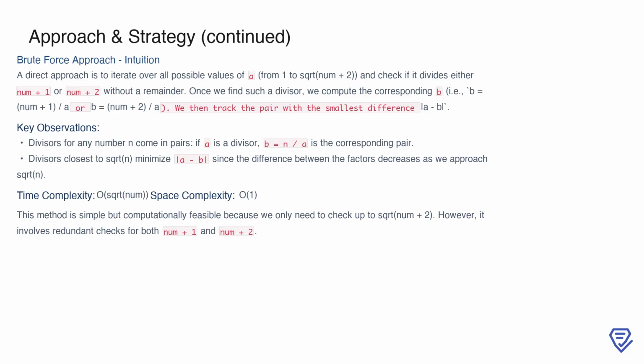The key insight here is that divisors always come in pairs, and the closer these pairs are to the square root of the number, the smaller their difference will be. This is why the search is limited to the range up to the square root of number plus 2. Although this method is simple and computationally manageable due to the limited range, it does require separate checks for both number plus 1 and number plus 2, which introduces some redundancy.